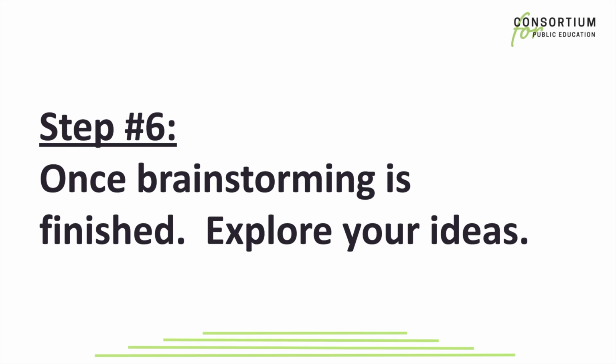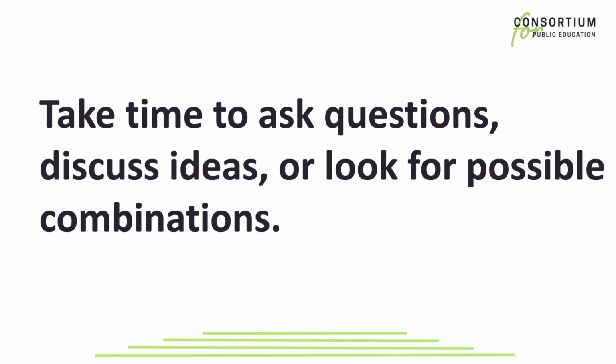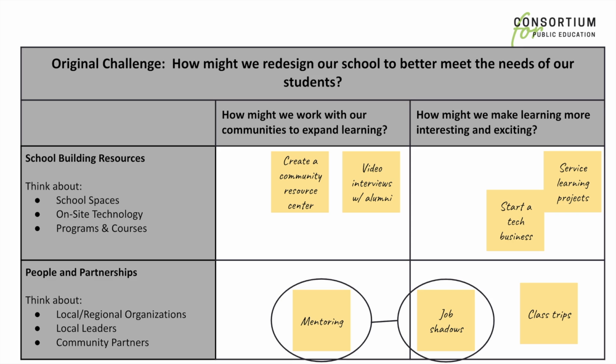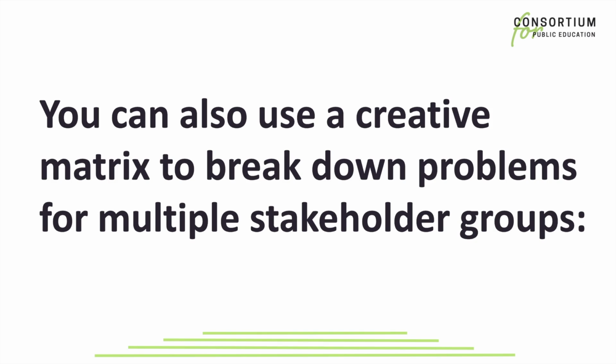Step number 6. Once brainstorming is finished, explore your ideas. Take time to ask questions, discuss ideas, or look for possible combinations. So perhaps we explore a mentoring program paired with job shadows. Or perhaps we combine that tech business idea with the service learning project. You can also use a creative matrix to break down problems for multiple stakeholder groups.